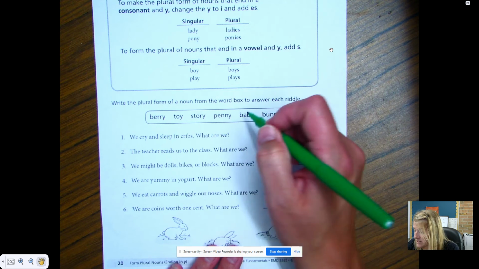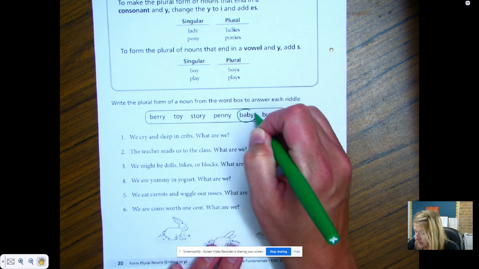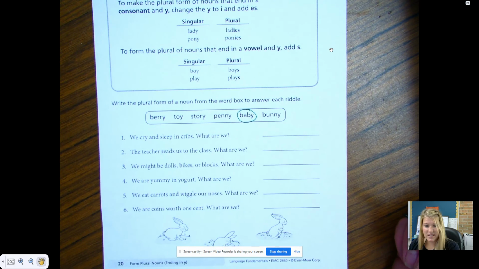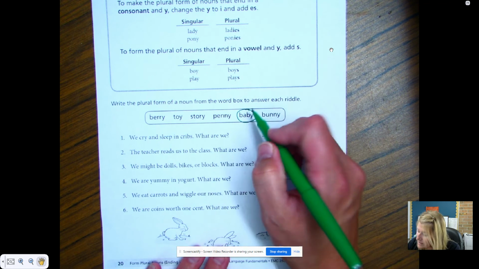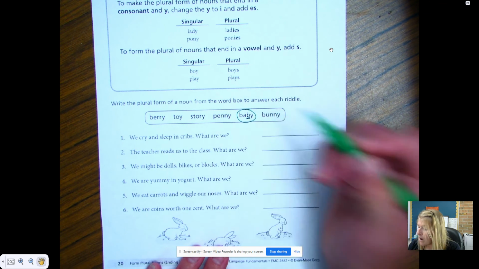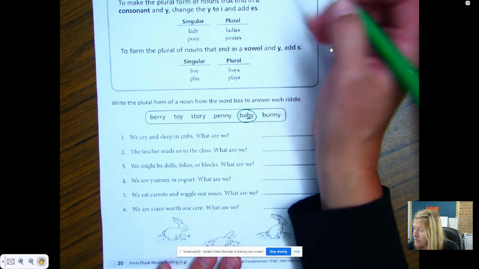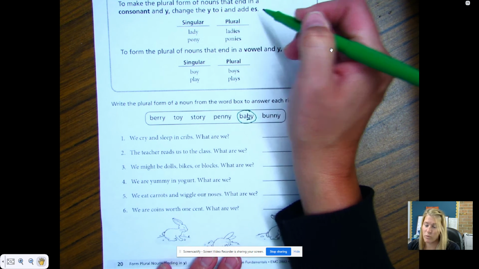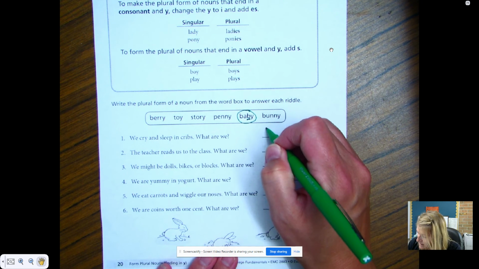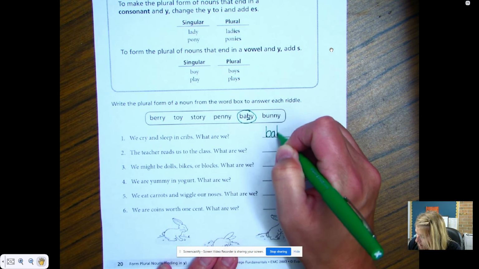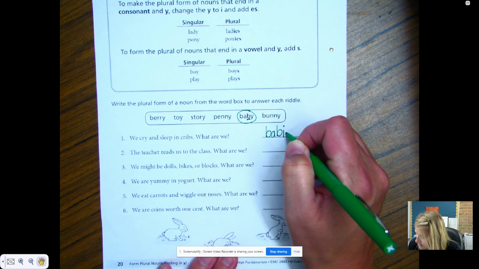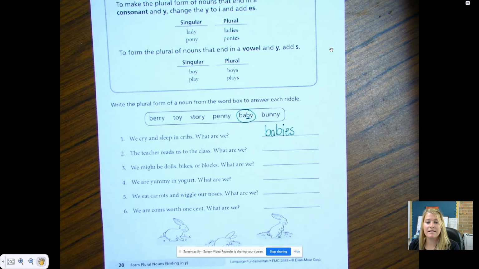The singular form is baby. We cry and sleep in cribs. Not baby, though. It said plural form. So I look. Next to that Y is a consonant, so I have to follow the IES rule. Spell baby, but when I get to that Y, I change it to an I and add ES. The plural form of the word baby is babies.